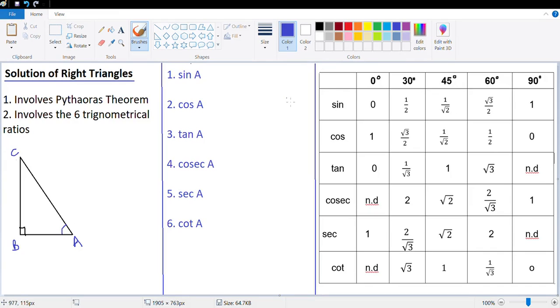Hi guys, let's start a new chapter. The new chapter is called Solution of Right Triangles. Now this chapter has no new concept but delves on the old concept that we've done and then works on the same. So let's quickly revise the concept that we talked about in this chapter.